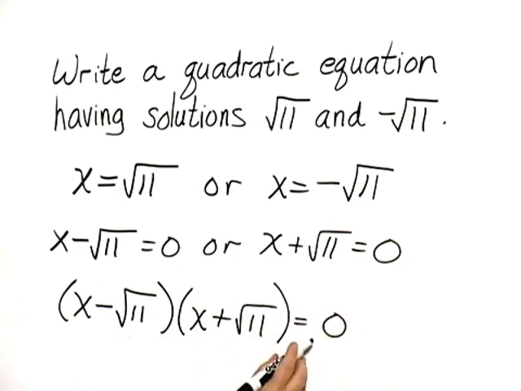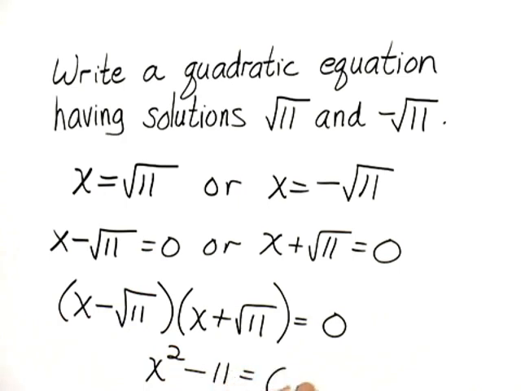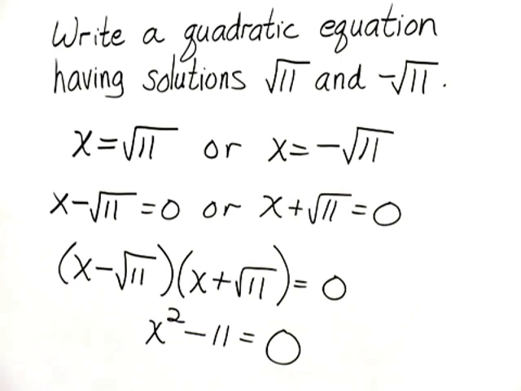So now we have an equation, and if we multiply this, we would have x squared minus 11 equals 0. So this is a quadratic equation that has the given solutions.